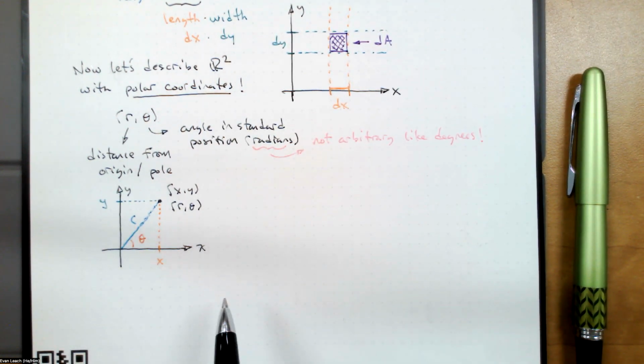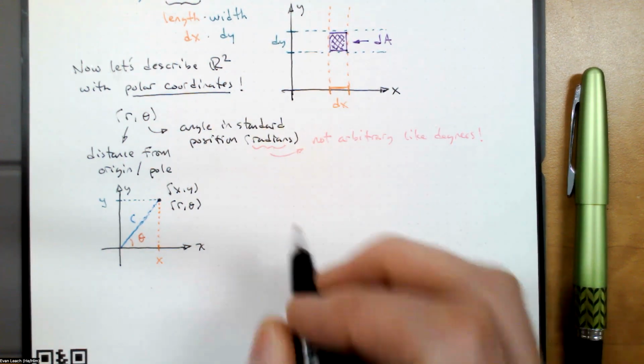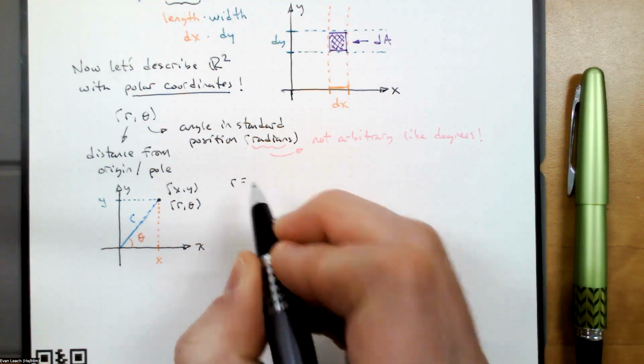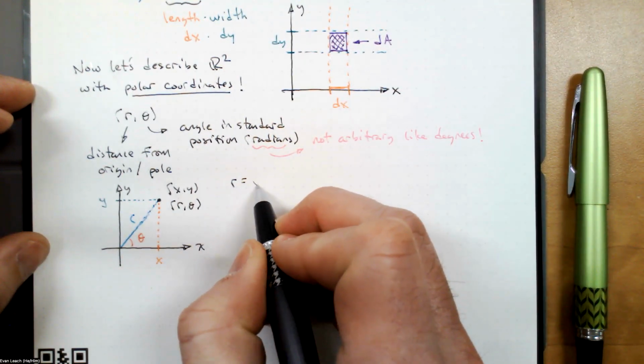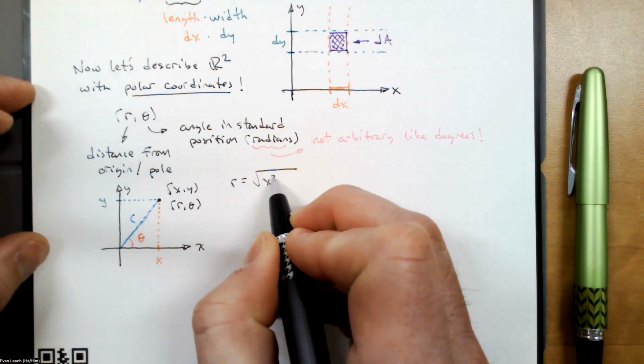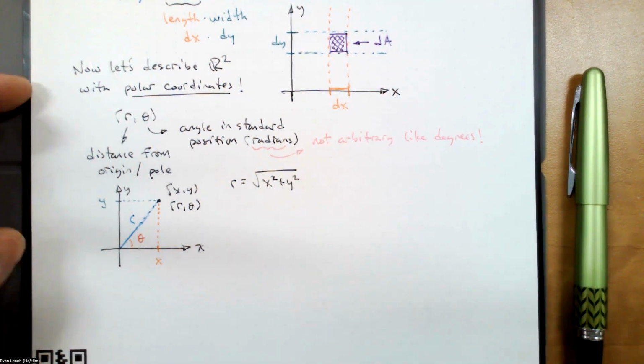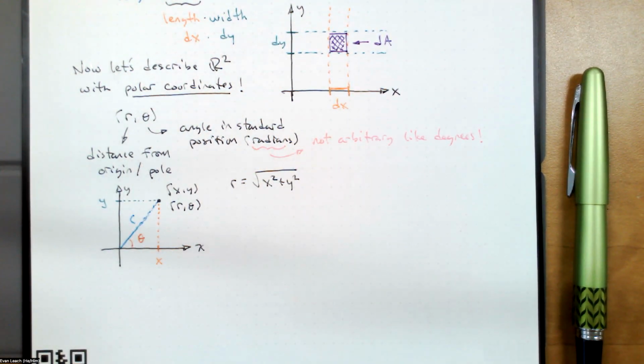So we can write r as a function of x and y by saying that x squared plus y squared is equal to r squared. So we say r is the square root of x squared plus y squared. This is how we can get r if we have x and y. That's how far we are from the origin or the pole.